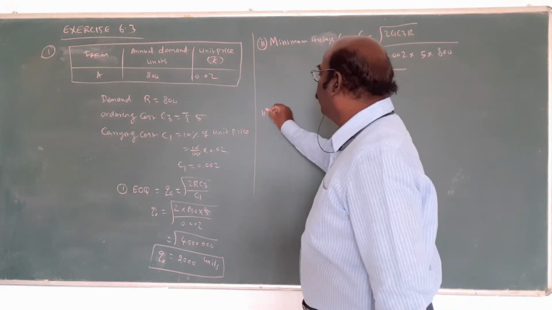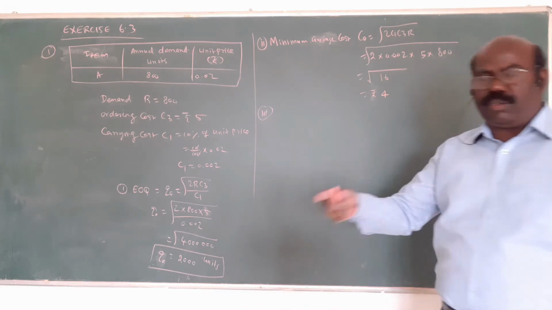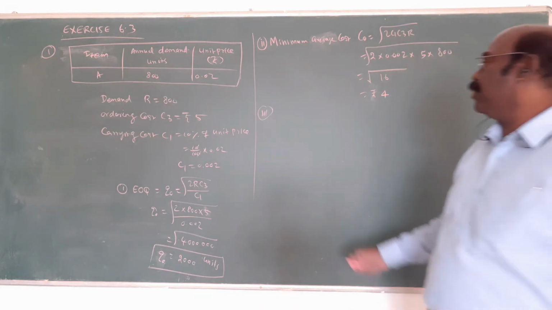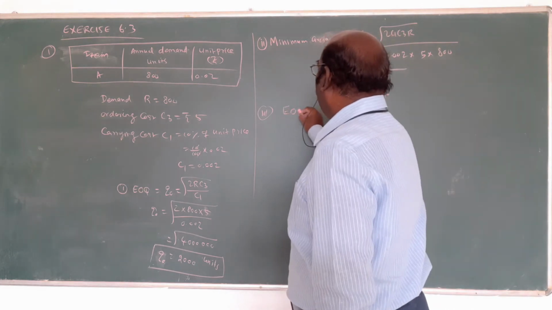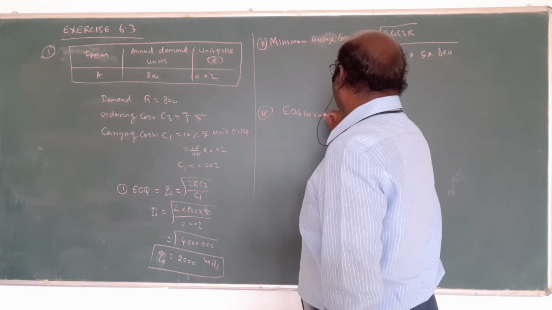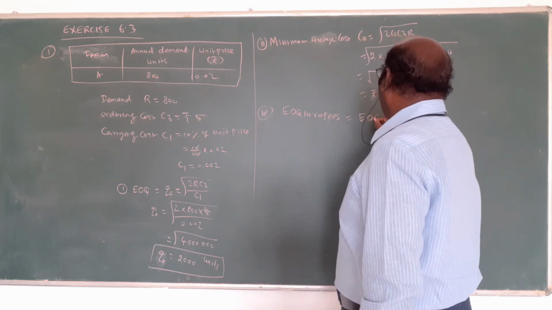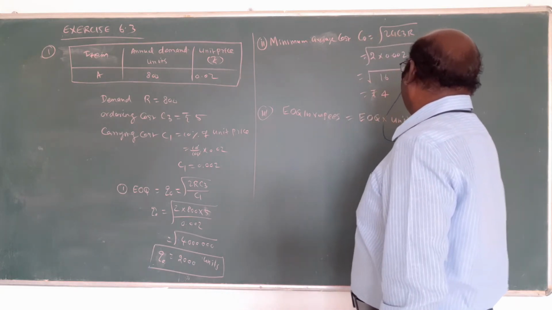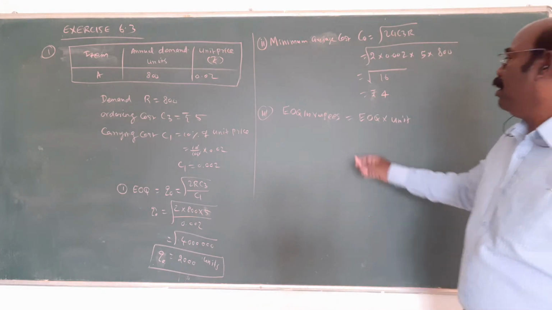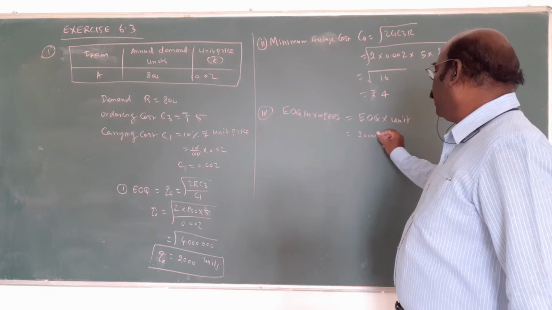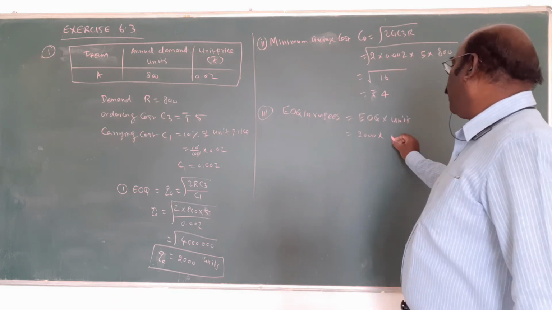Second part over. Now the third part: what is being asked? EOQ in rupees is asked. That means EOQ in units times the unit price is the formula. EOQ in units was already found, 2000, into the price 0.02.